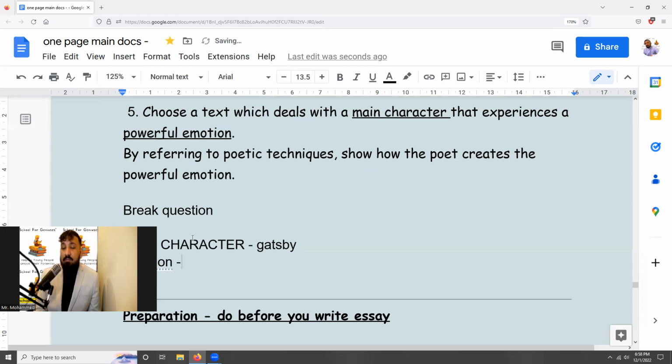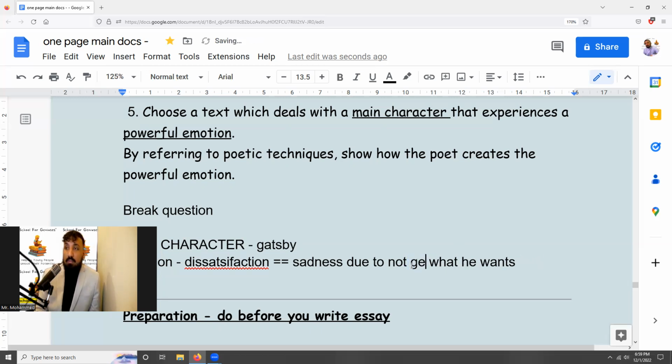And then for the emotion, you would just say dissatisfaction, or if you wanted to make it even simpler, you would just say sadness due to not having what he wants yet, to not getting what he wants.